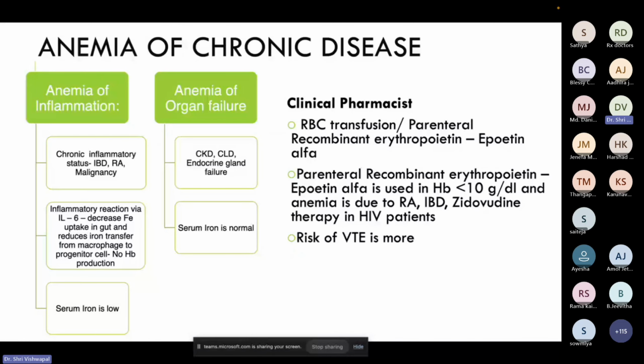This parenteral recombinant erythropoietin is used when hemoglobin is less than 10 gram per deciliter, and the anemia is due to rheumatoid arthritis or IBD or zidovudine therapy in HIV patients. So this is the criteria for using epoetin. But using epoetin alpha can carry a risk of VTE. So this must be noted.